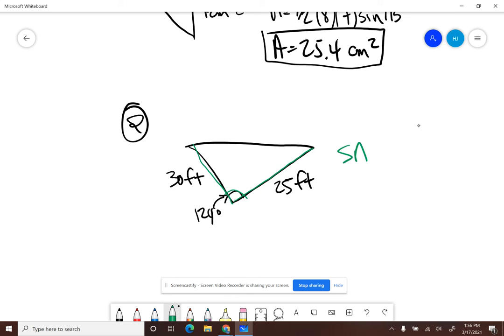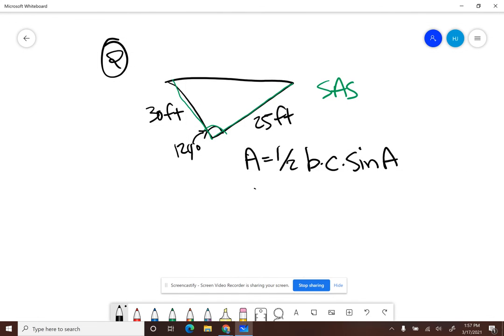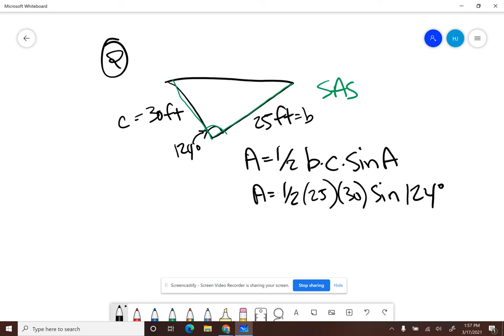And again, notice I have a side, I have an angle, and I have another side. So I do, in fact, have side, angle, side, which means that I can use my formula. Area equals 1/2 B times C times sine of A. And again, it doesn't matter which one's which because of the commutative property. So we'll call this one B, we'll call this one C. So substitute 25 in for B, substitute 30 in for C. And sine, remember your angle always goes with your trig function, so the angle is 124 degrees.